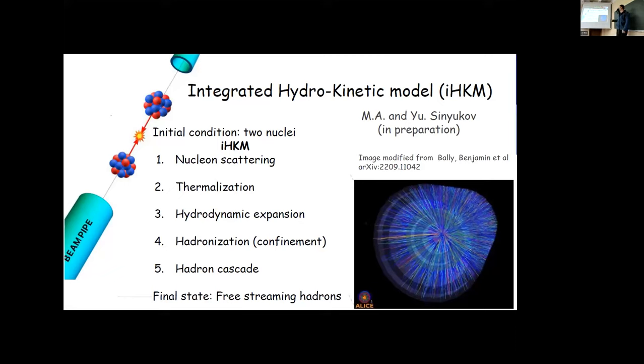So there are models which can describe this stage very well, the third one. Some of them can do the fourth, some can do the fifth. And integrated means that it can combine all of them into one full model.